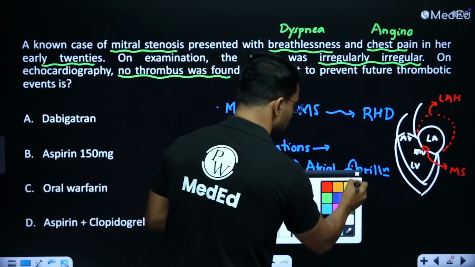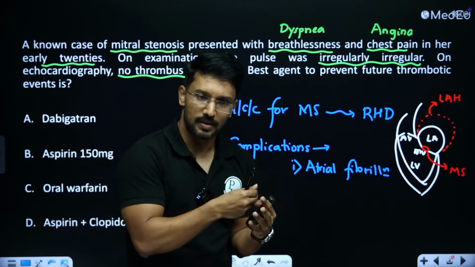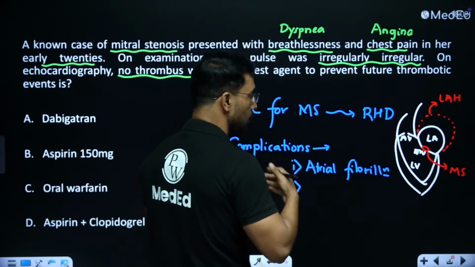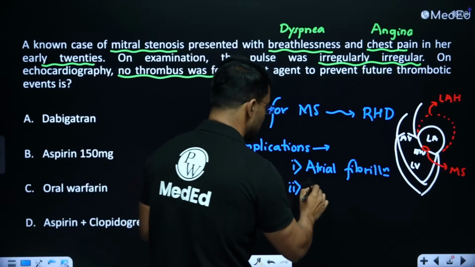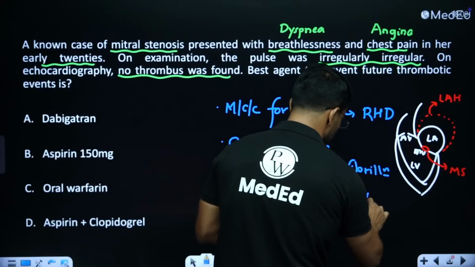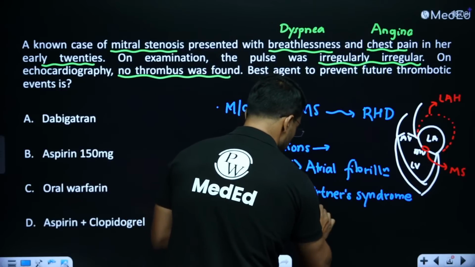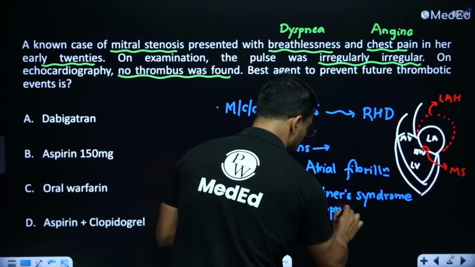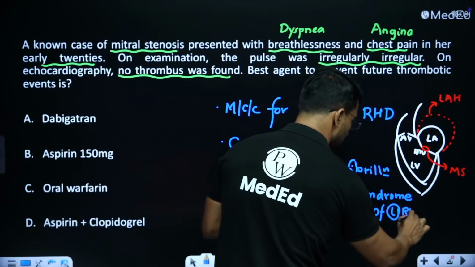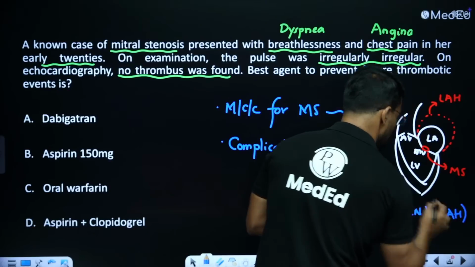One more complication that this left atrial enlargement can lead to is this enlarged left atrium can now go and compress the left recurrent laryngeal nerve, and compression of the left recurrent laryngeal nerve results in hoarseness of the voice, and we call this condition Ortner's syndrome. What is the mechanism behind this? The mechanism is compression of left recurrent laryngeal nerve by enlarged left atrium or by left atrial hypertrophy.